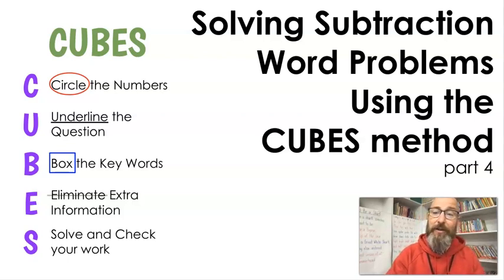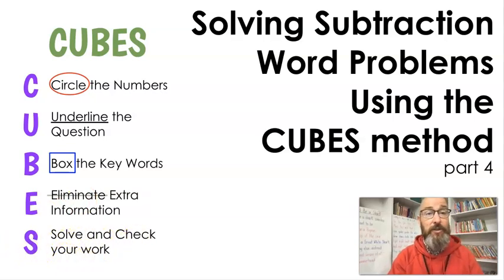So as we're getting started, of course, we're doing subtraction word problems, and we're using the cubes method. Now we need to know what cubes stands for. In cubes, each letter stands for something different. C, and you could probably do these with me by now, stands for circle the numbers. U, underline the question. B, box the keywords. E, eliminate extra information. Eliminate means to get rid of. And S, solve and check your work.